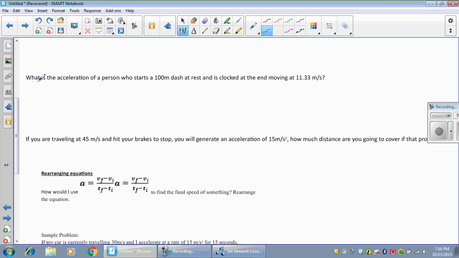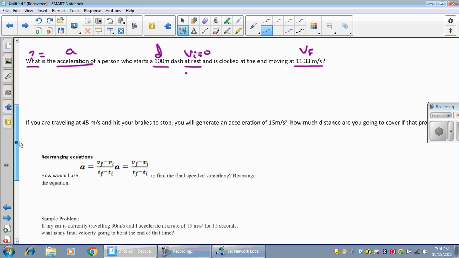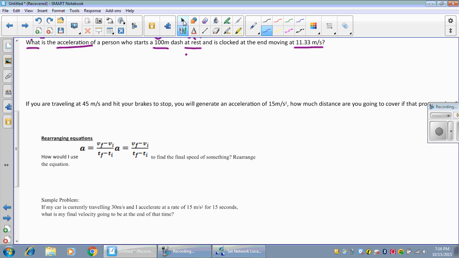Okay, here it is. What is the acceleration? Right, so that's A equals question mark. Person who starts a 100-meter dash. So look at meter. Meter is a unit of distance. At rest. So what do I know about at rest? I can assume velocity initial is 0. Clock the end moving at 11.33 meters per second. Again, meters per second is distance over time. So that's velocity final, right? Because this is the end, right? Okay. Get all those? Hopefully you're getting better at this, not worse.